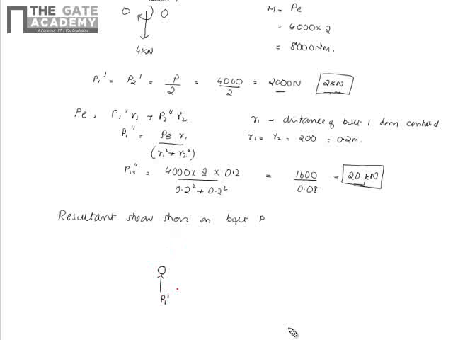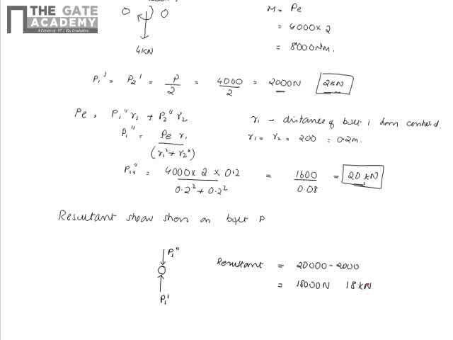And what will be the direction of the secondary shear force? This moment is coming clockwise. So therefore the secondary shear force will be acting in such a way that the moment caused by that will be in the anti-clockwise direction. So it will be this way, P1 double dash. So what will be the resultant shear force? Resultant shear force is equal to 20,000 minus 2,000, that is equal to 18,000 newtons or 18 kilonewtons.